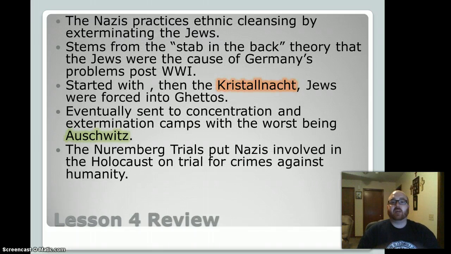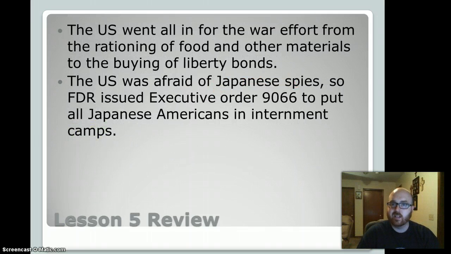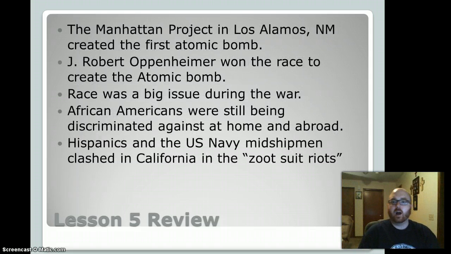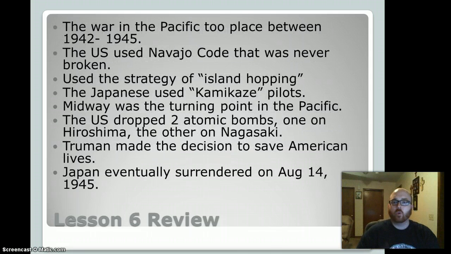All right, next up, the Holocaust. Destroying the Jews, genocide, the Nuremberg trials to put on trial those involved in crimes against humanity. We put Japanese Americans in internment camps, not good. Atomic bomb, Los Alamos, the Manhattan Project. All right, African Americans and Hispanics still get discriminated against. War in the Pacific.